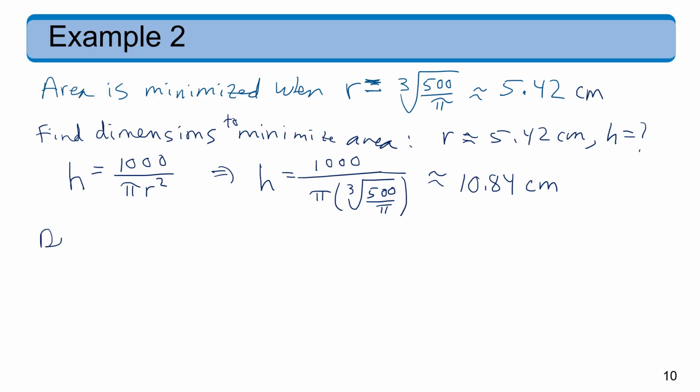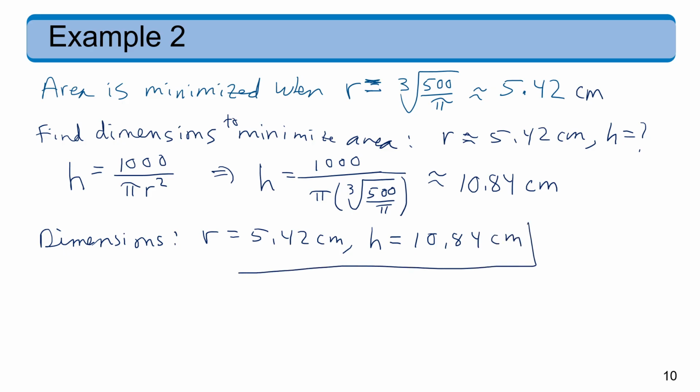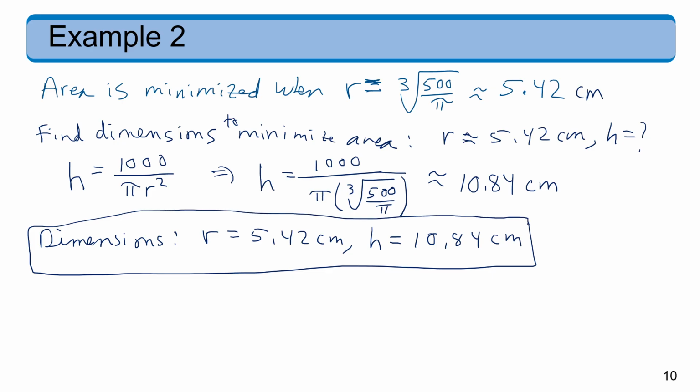So the dimensions that should be used, just to clearly state our answer to the problem here, we should use a radius of 5.42 centimeters and a height of 10.84 centimeters. And this design will achieve the goal. It will result in having a volume of 1,000 cubic centimeters, which is 1 liter, and it's the best choice of dimensions for minimizing the surface area. In other words, minimizing the amount of material used to construct the can.